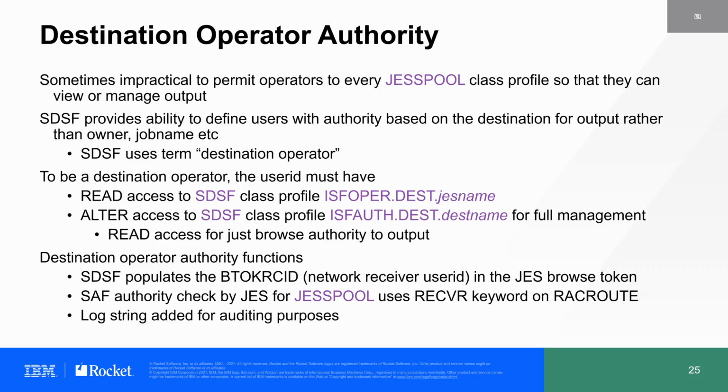Under the covers, there is a browse token that we pass to JES, and we populate that with the network receiver ID. And then when the SAF authority check is made by JES for JES spool, it uses this receiver keyword on the RACF group, and we add a log string for auditing purposes to let the security product know that it's being done because this user has destination operator authority.